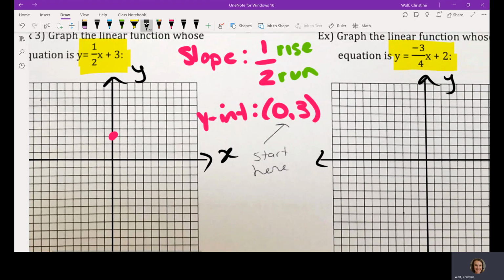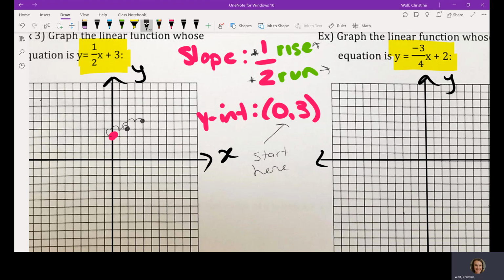Now they're both positive, right? So I'm going to go up 1 because it's positive, and because my 2 is positive, that means to the right. So I go 1 up and 2 to the right. And there's my second point. 1 up and 2 to the right.